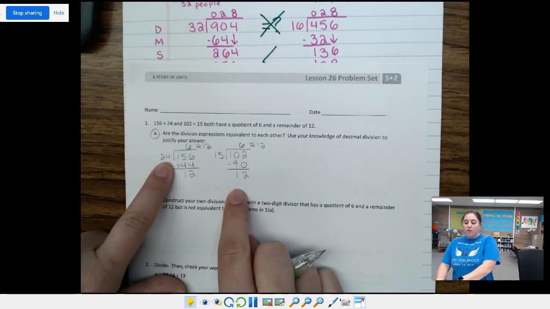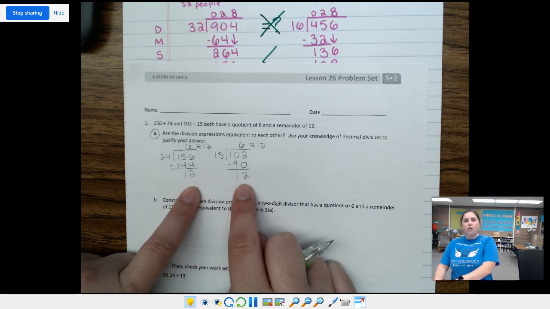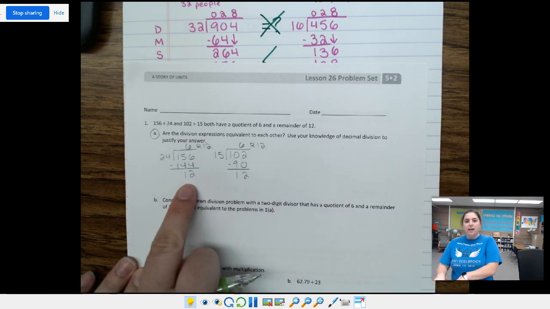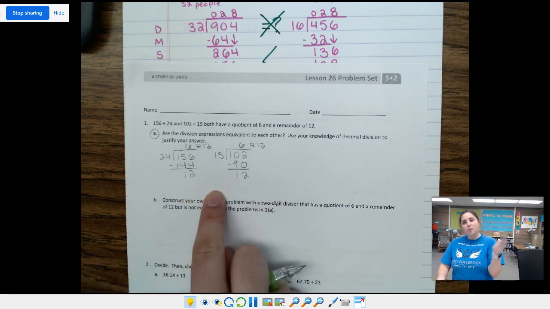So the question, are these division expressions equivalent to each other? Use your knowledge of decimal division to justify your answer. So you don't even have to actually solve. I want you to explain with words, why won't these get the same decimals? When you're ready to check this problem, go on to the next slide.